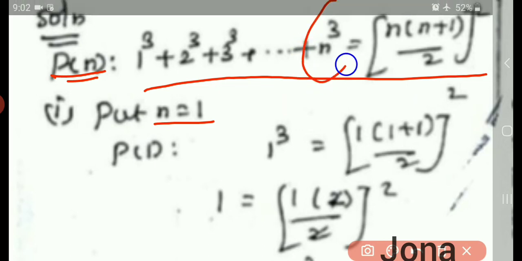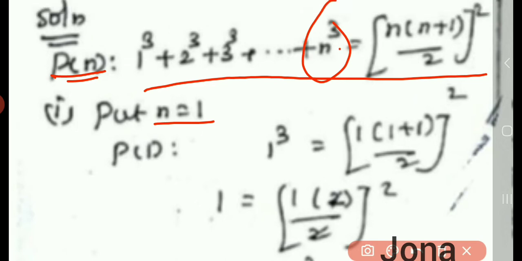So here we have n. I want to substitute, instead of this n, 1. So 1 cube equal to 1 into 1 plus 1 divided by 2 the whole square. Here 1 plus 1 is 2 divided by 2. So we can cancel these 2's, so that we have 1 square. That 1 square is nothing but 1. So here we have 1 equal to 1. Therefore P of 1 is true.